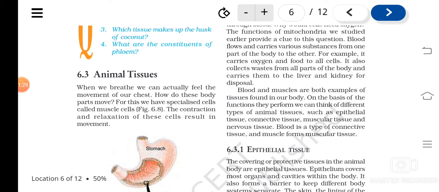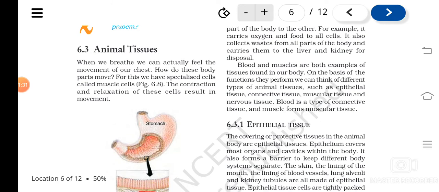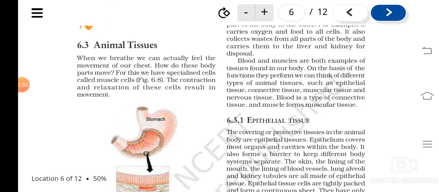So animal tissues we have already studied. There are four different types of animal tissues, isn't it? These tissues are modified to perform different functions. For example, for the movement of the body, if we need to move from one place to another, which type of tissue helps? Muscular tissues, isn't it? The contraction and relaxation of the cells of muscular tissue helps in the movement.